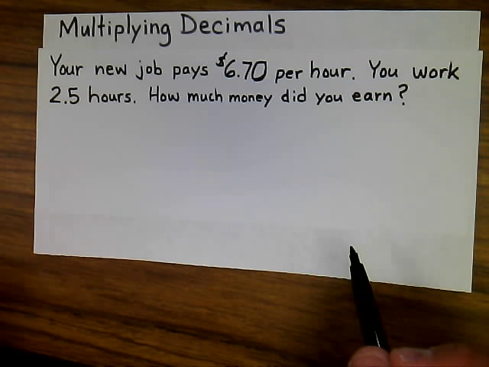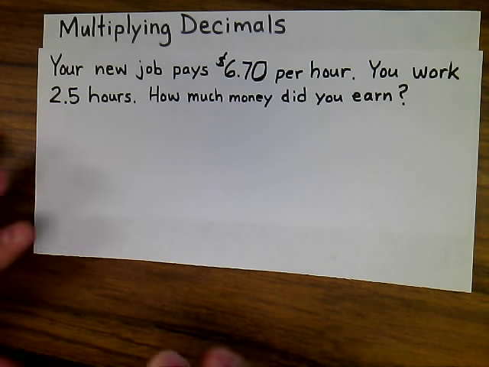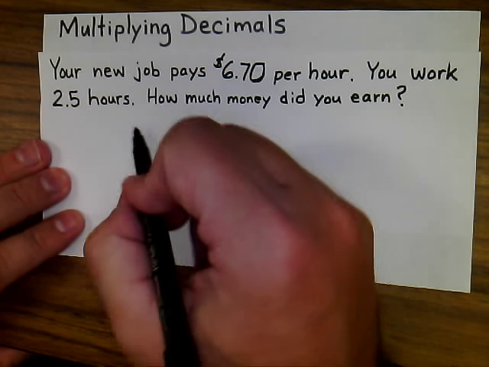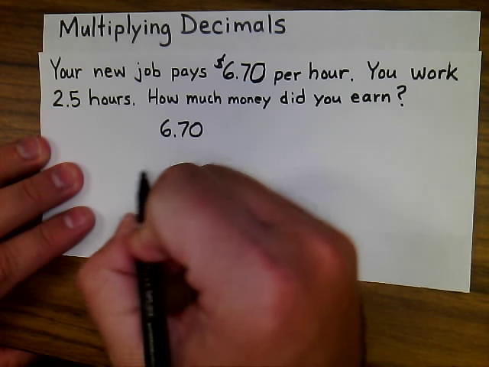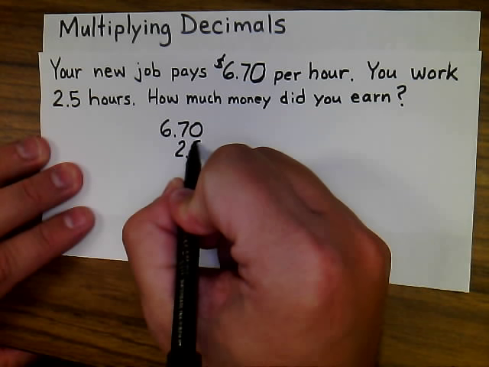Just like if you'd been paid $7 an hour and you've been working 2 hours, you would just multiply to get this answer. But now with your newfound knowledge of multiplying decimals, we know that we don't need to line up our decimal points when we multiply $6.70 times 2.5.